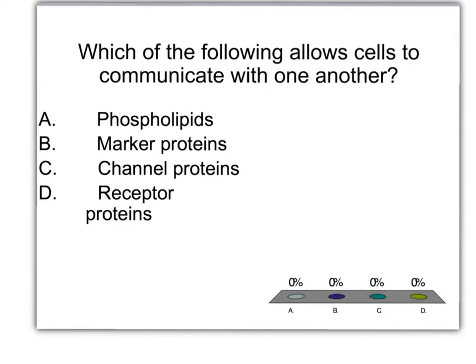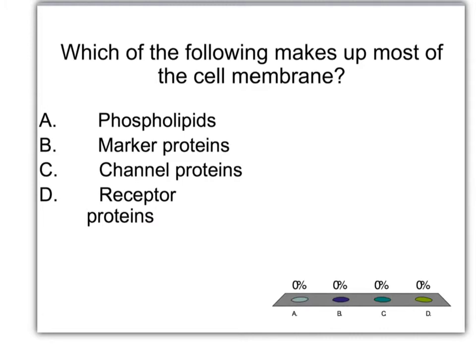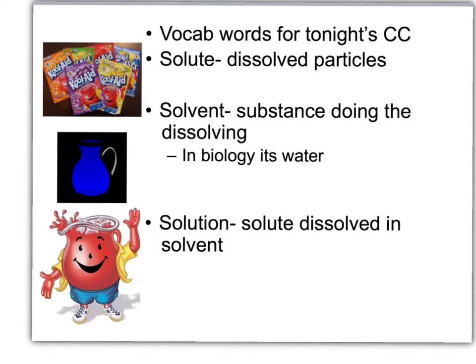Which of the following allows cells to communicate with one another? The answer to that are receptor proteins, so they receive messages. Messages are specific to receptor proteins, right? We have to make sure that there is a fit between our protein shapes. Okay, which of the following makes up most of the cell membrane? The answer would be phospholipids, right? That's the majority. We then have embedded in phospholipids some proteins, but we have way more phospholipids than we have proteins.